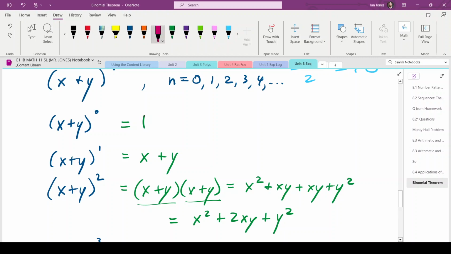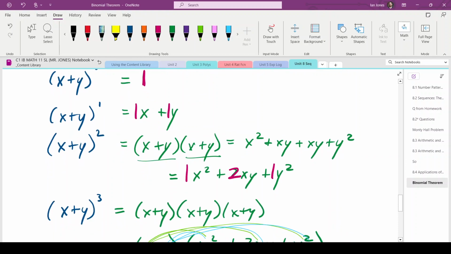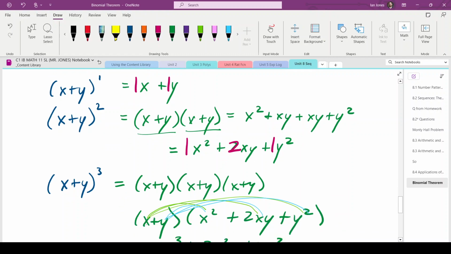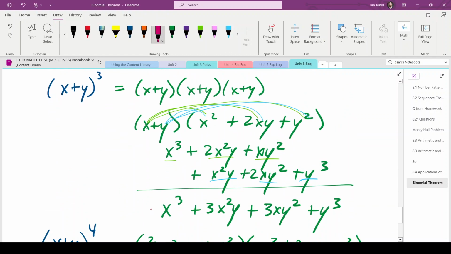So here we have just a 1. Here we have 1x and 1y. Here we have 1x squared, 2xy's, and 1y squared. Is this starting to form any sort of pattern that you recognize? How about the next one? I'm going to get 1x cubed, 3x squared y, 3xy squared, 1y cubed.